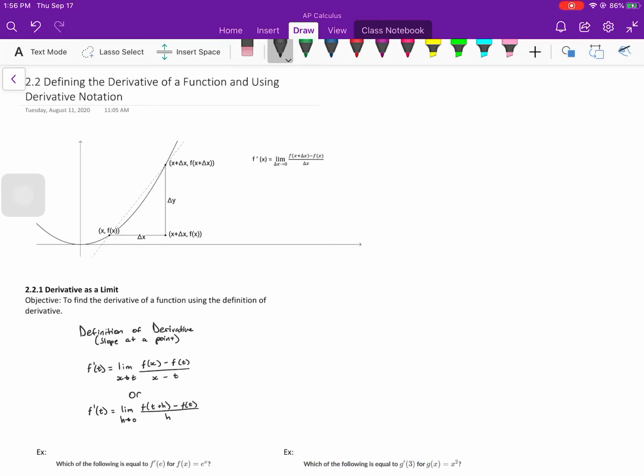So what's the main idea of a derivative? Let's go ahead and learn about it. And this is a really important concept. So what we learned before was how to find the slope between 2 points.